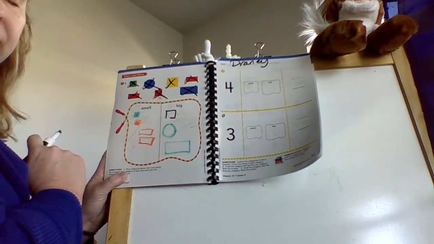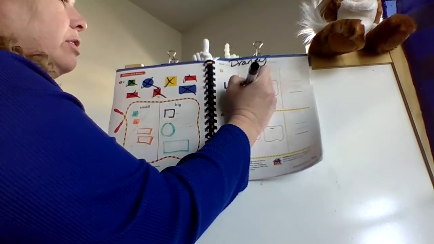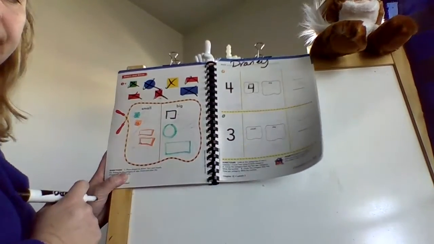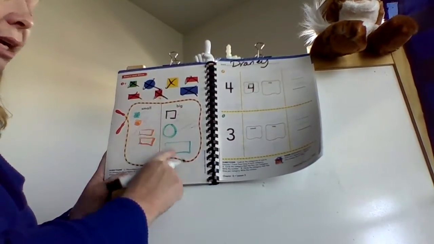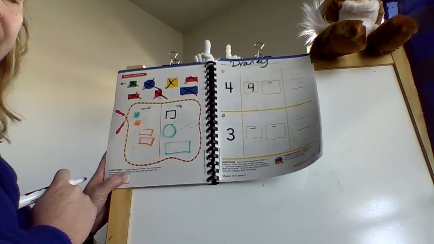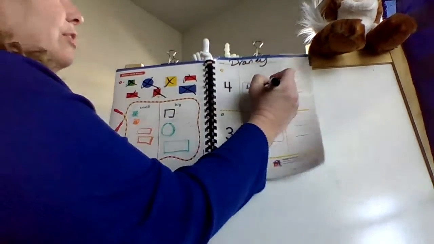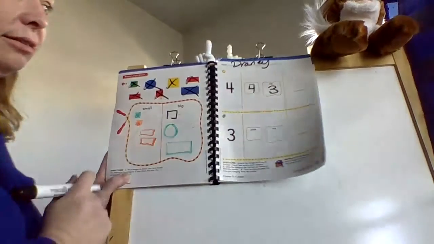How many small shapes are there? There's 4, so I'm going to write the number 4. How many shapes are big? Count how many are big. How many are big? 3. Good, so I'm going to write the number 3.